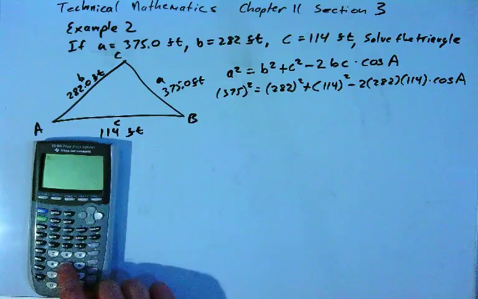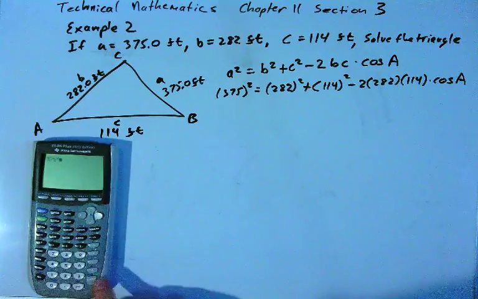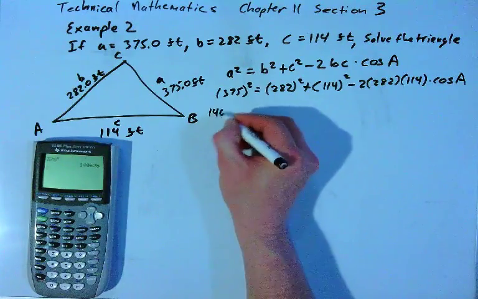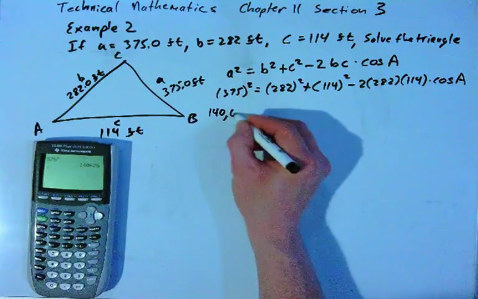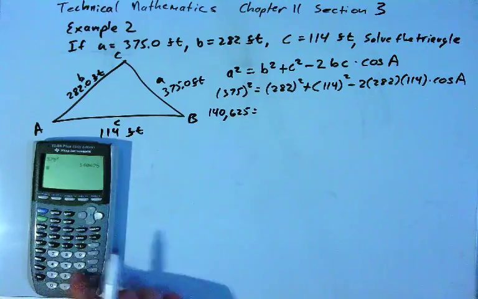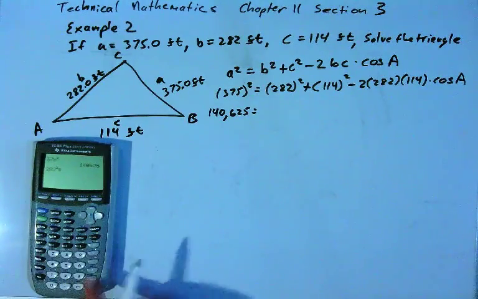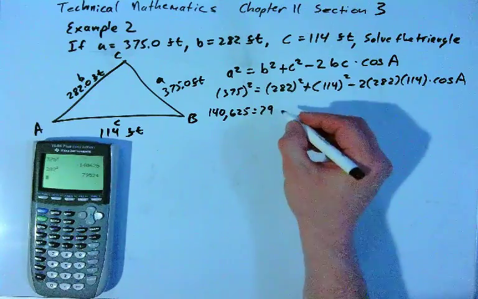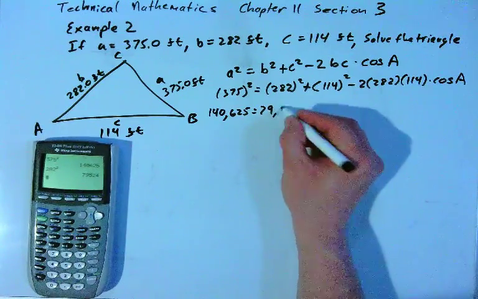So we have 375 squared, which is 140,625. That equals 282 squared, which is 79,524.